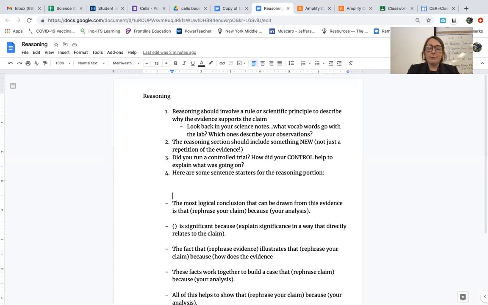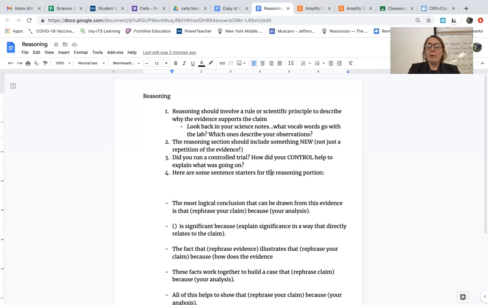So that's the whole point. Your reasoning section needs to include something new. This is where we're all struggling. Some ways that you can do this are by going back in your notes, looking for a scientific principle that ties into the lab that you're doing and bring it in.